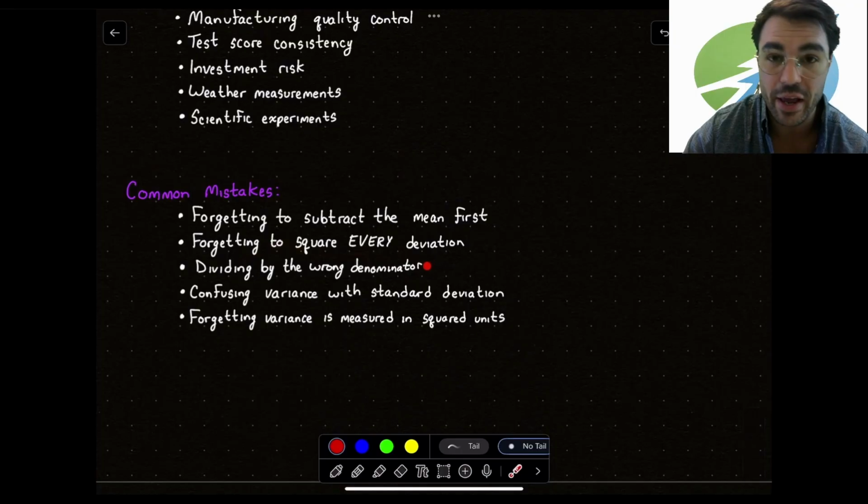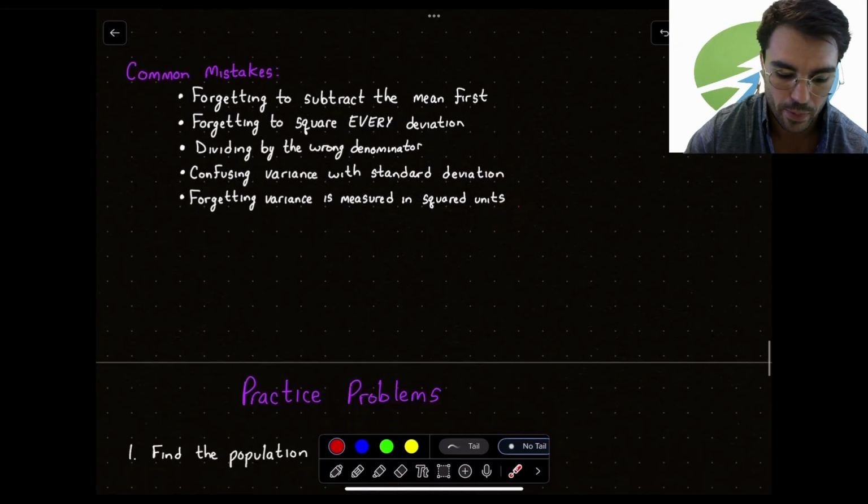Dividing by the wrong denominator: divide by the number of observations. Confusing variance with standard deviation, which are two different things. Again, this will be addressed in a later video. And forgetting that variance is measured in squared units. Whatever your variance is, the unit should always be squared.